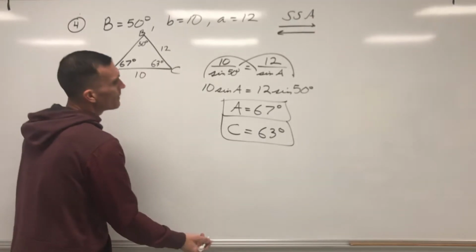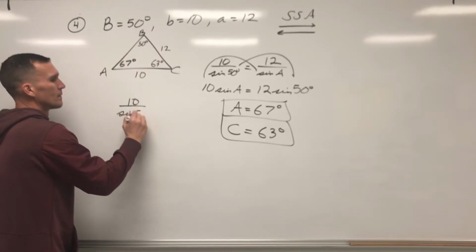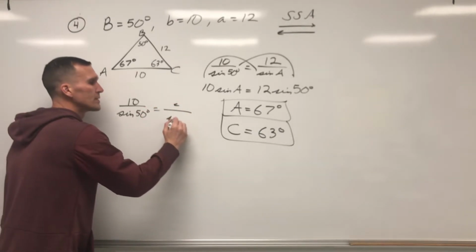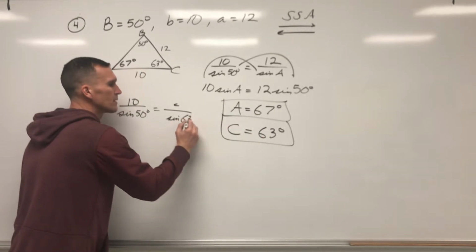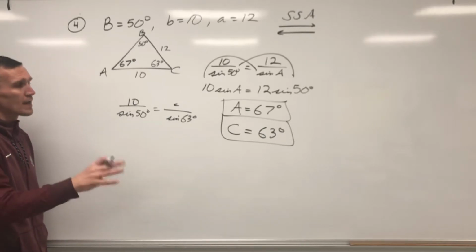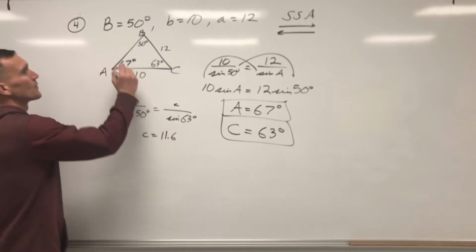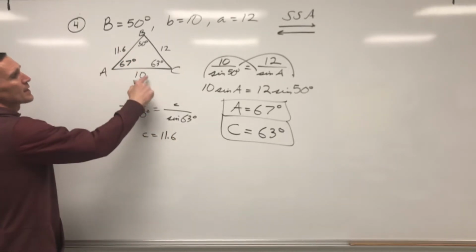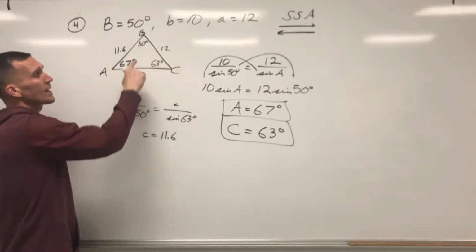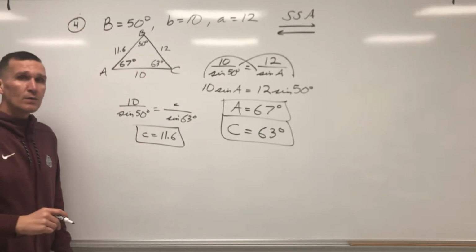But when I set up now, I always use my B combo. And that equals my C combo. I don't know little c, but I do know the sine of big C is 63 degrees. I can cross multiply and do all the math. Again, watch and copy down from my key, but you're going to get little c is 11.6. Now I already stated that I needed something in between 10 and 12, and it matches up. Biggest angle, biggest side. Smallest angle, smallest side. Medium, medium. So everything works out.